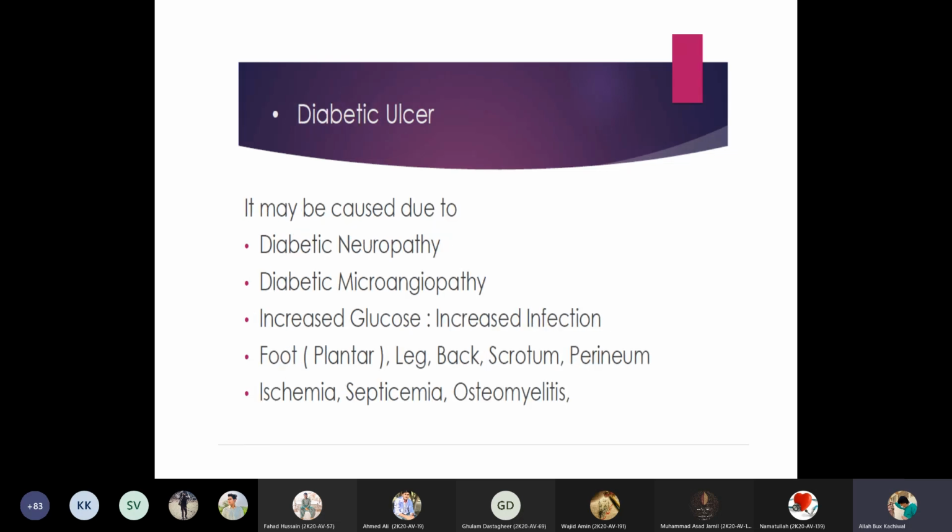The diabetic ulcer may be caused by diabetic neuropathy, diabetic microangiopathy, increased glucose, and increased infection. It may occur on the foot, plantar region, leg, back, scrotum, or perineum, and ischemia, septicemia, or osteomyelitis may cause the diabetic ulcer. So the diabetic ulcer may arise due to diabetic neuropathy or diabetic microangiopathy.